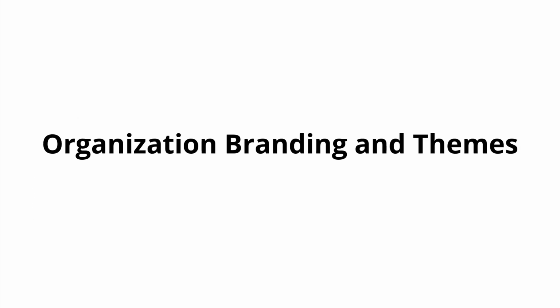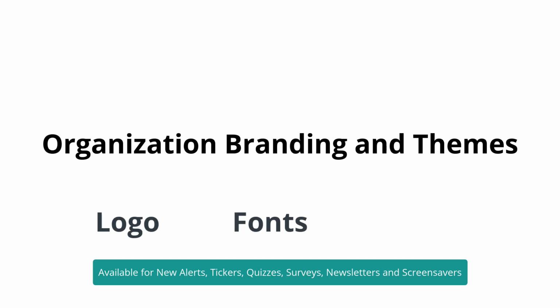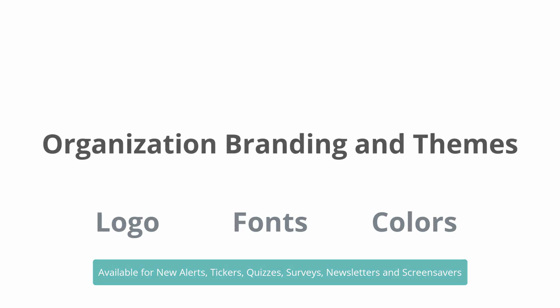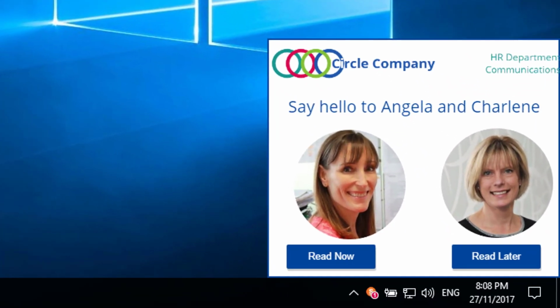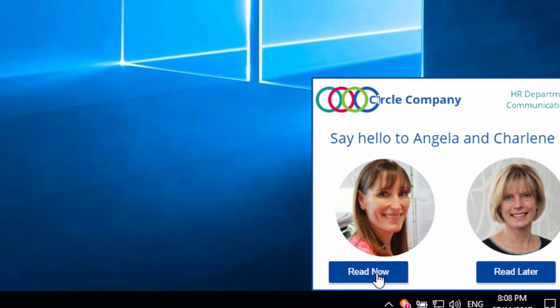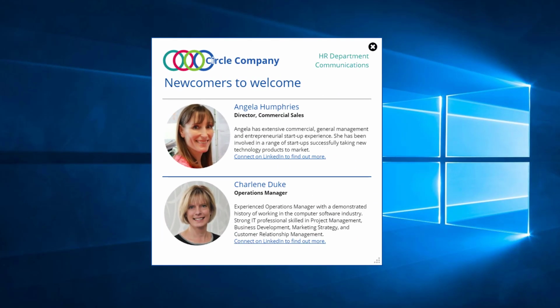Welcome to SnapComms. The Branding and Themes section in the Content Manager lets you set up one or more organization themes in terms of the logo, fonts, and colors, and then use them to brand your SnapComms messages. This new feature eliminates the need to order branded templates from SnapComms and gives you full control over the look and feel of your messages.